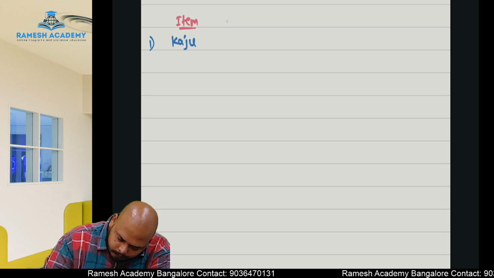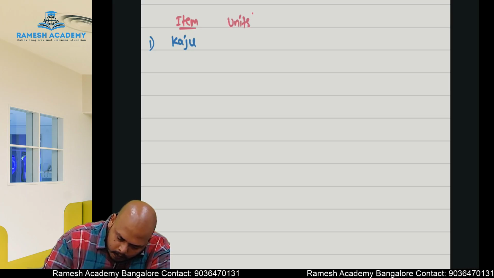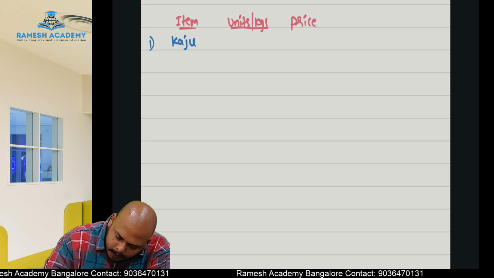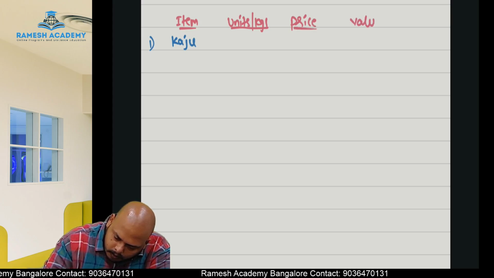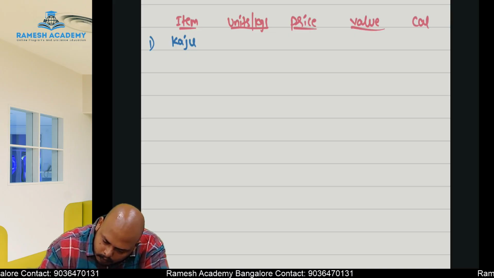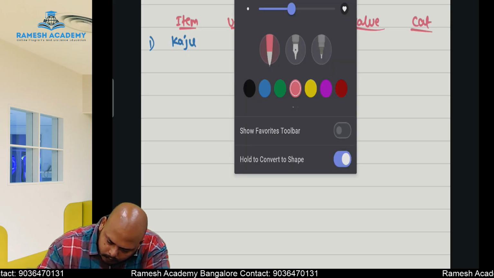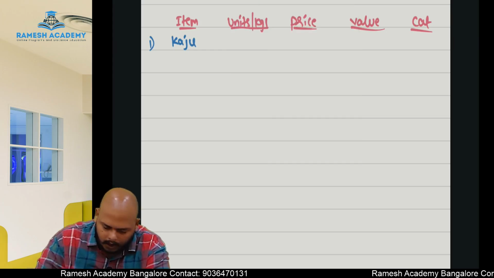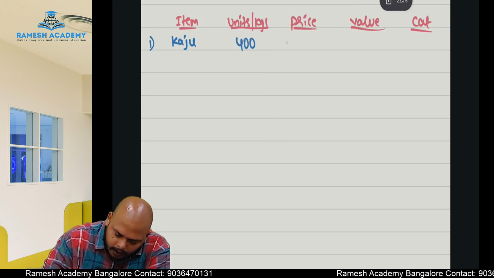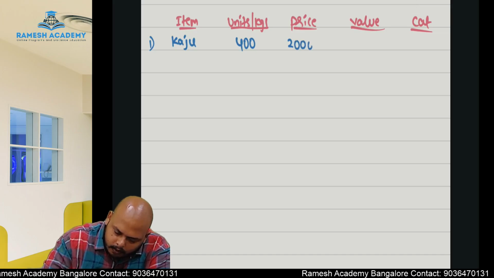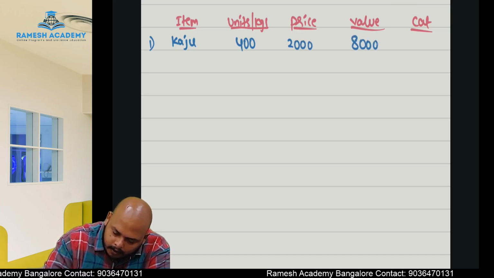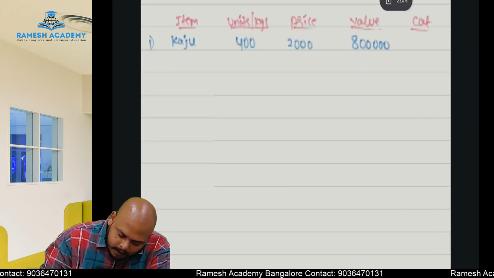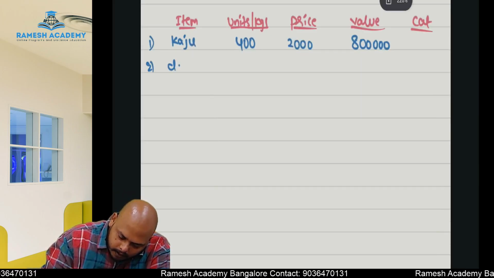Item, units or kgs, price, value, category. So let's take the first item, Kaju. How many kgs we took? 400. What is the price per kg? 2000. That is nothing but, what is the value? 8 lakhs. So the value of Kaju is 8 lakhs.